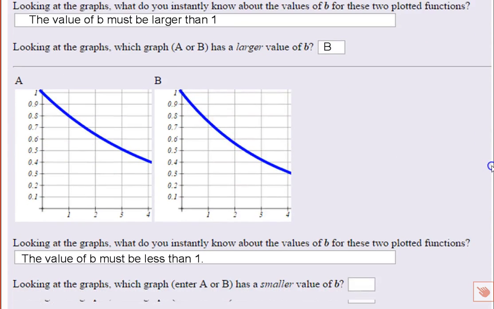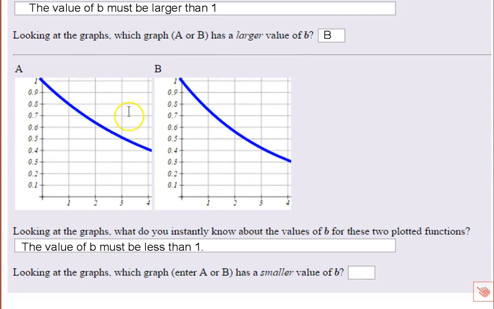The smaller that number is, the faster it decreases. So as I look at the same x values, 0 through 4, graph A drops below 0.4 in the end, and graph B drops a little bit below 0.3. So B is the one that has a smaller value of b, because it drops a little bit faster.